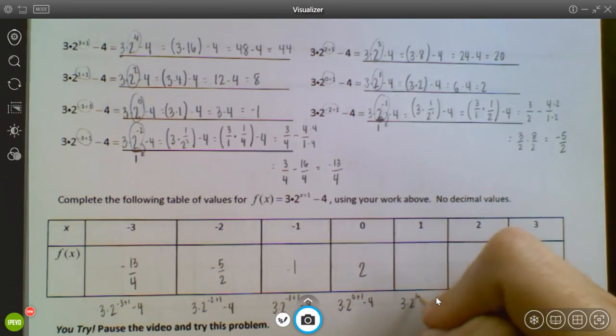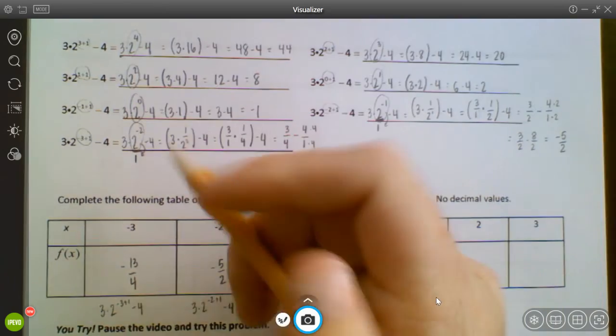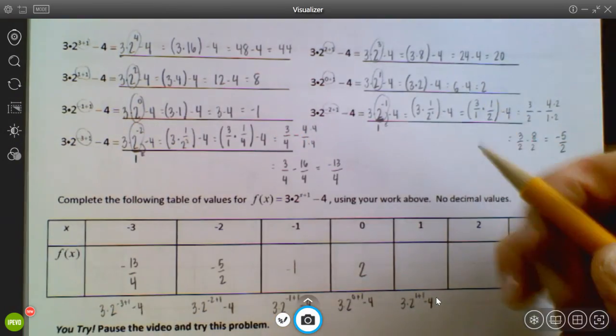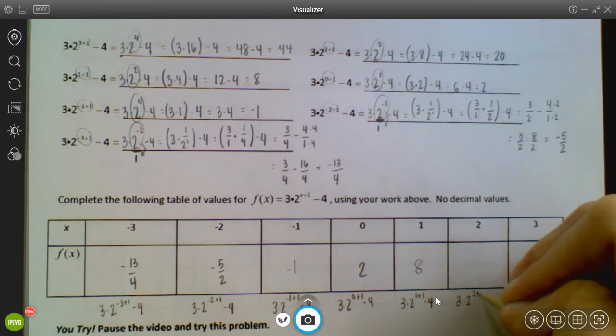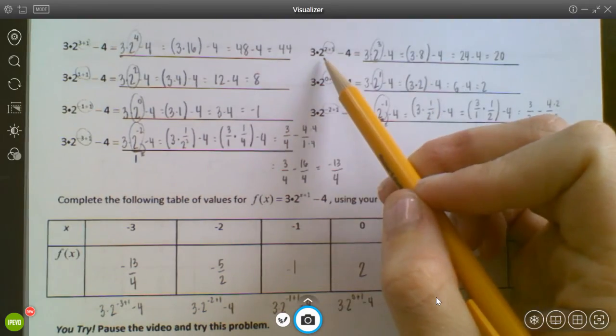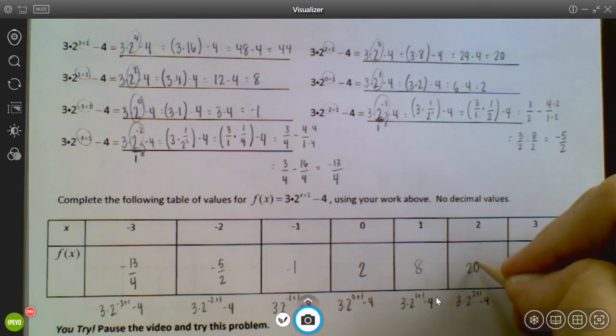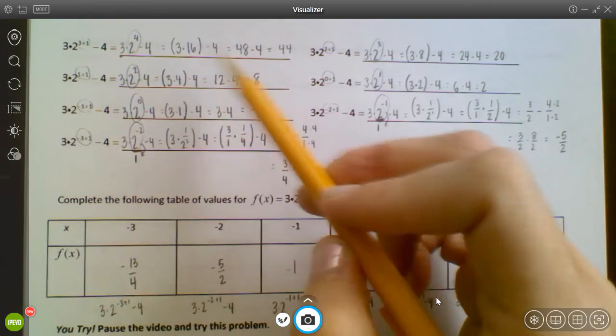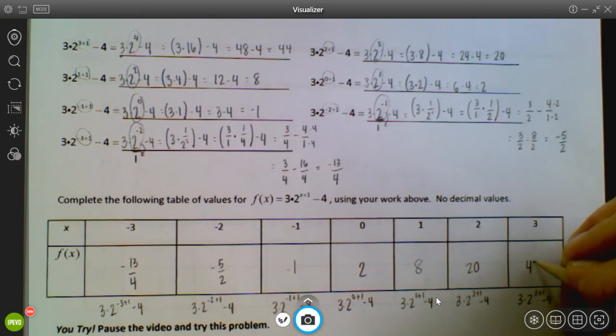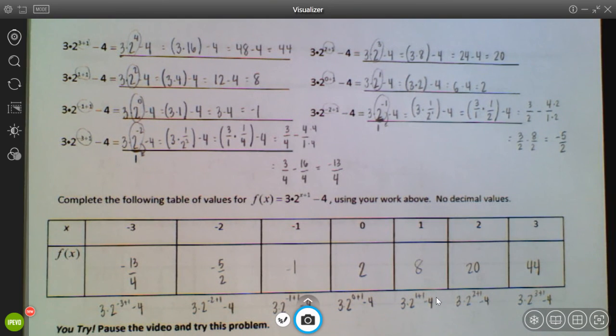3 times 2 to the 1 plus 1 minus 4 was the problem we did up here. We said that was 8. 3 times 2 to the 2 plus 1 minus 4 was the problem we did right here. That was 20. And then 3 times 2 to the 3 plus 1 minus 4 was the problem we did up here, and that was 44. So here's our table of values for that last example. So go ahead and pause the video, try the last example, and thanks for listening.